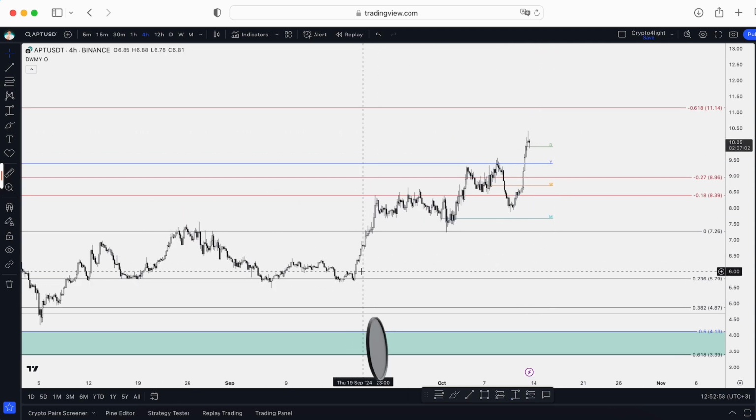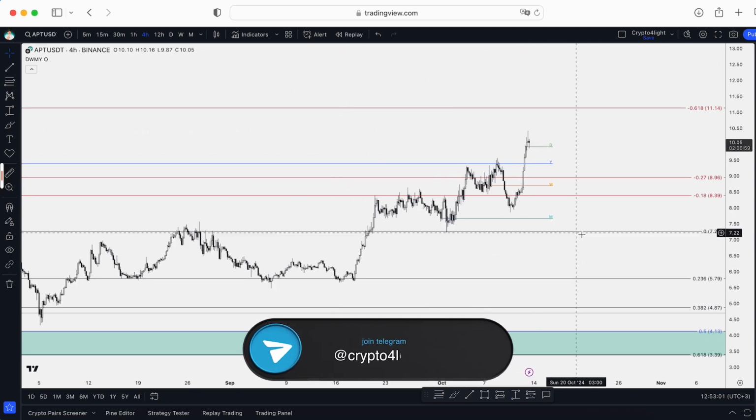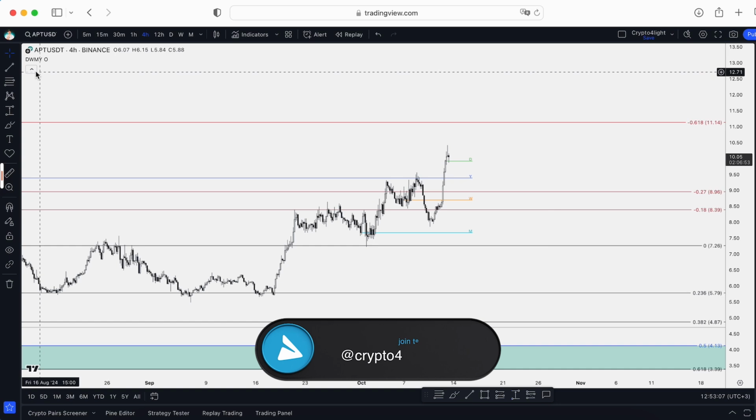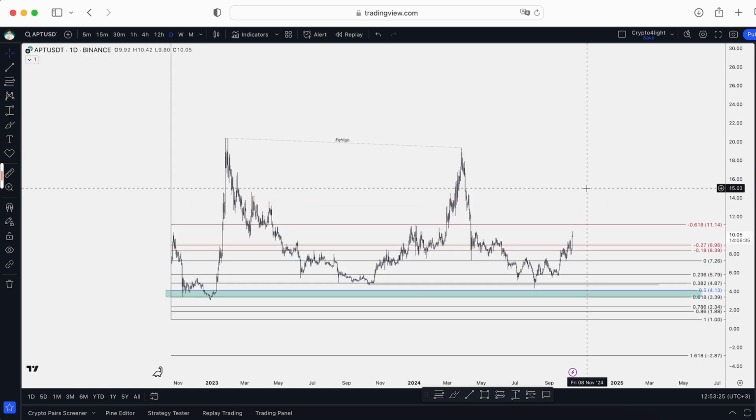What I don't like is this support. This support's zero level was tested, right? And usually that 27 block is like a sell level. Globally, the chart looks pretty good.